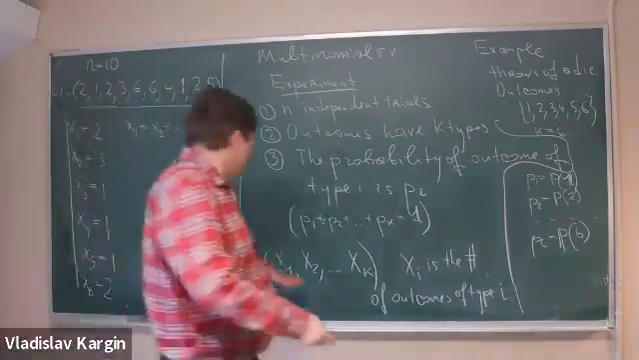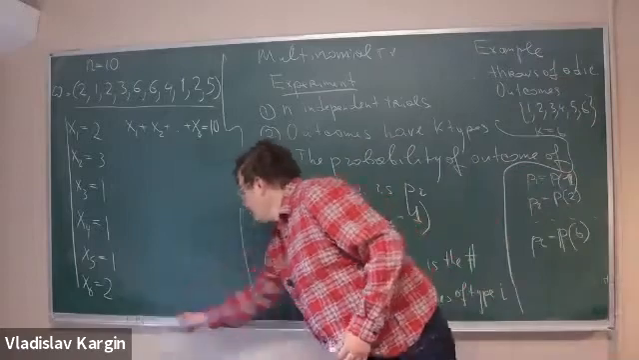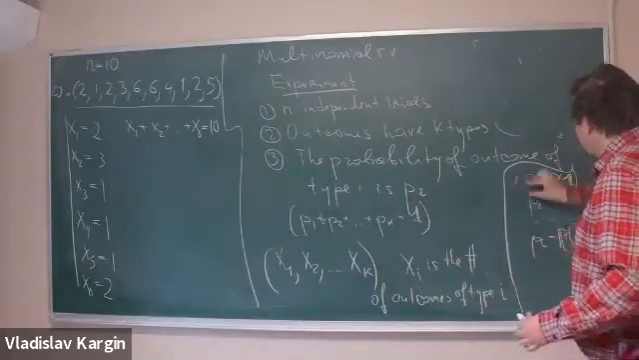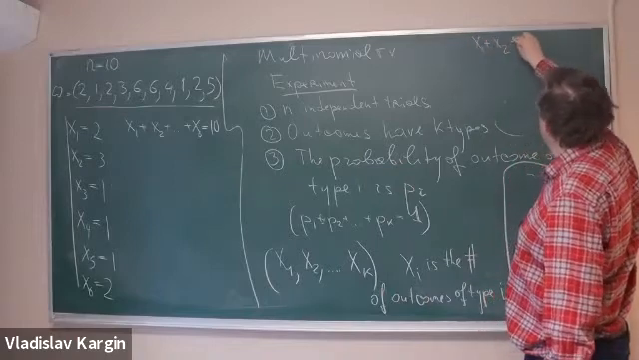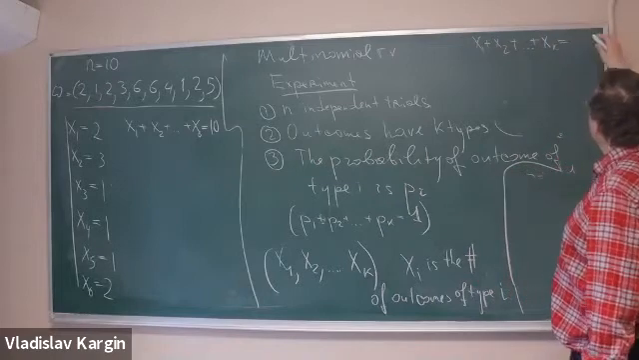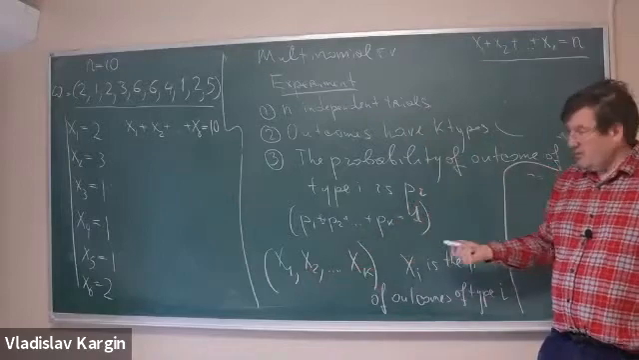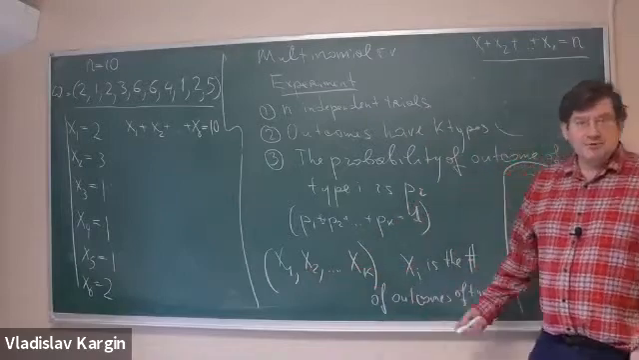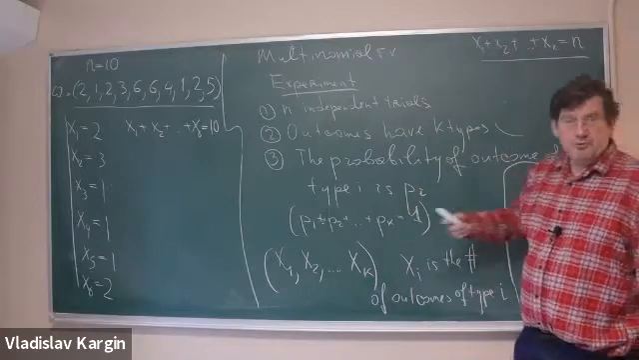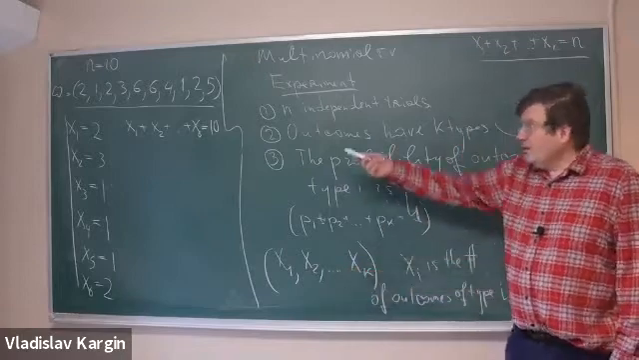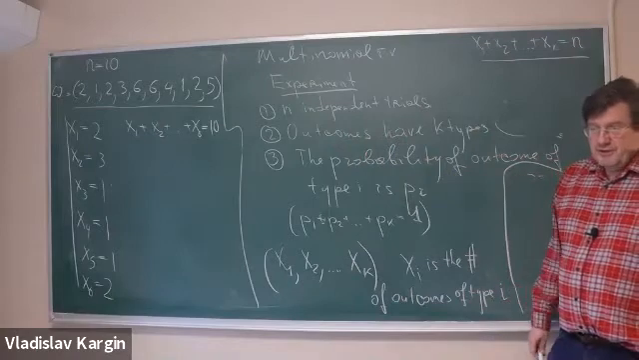So in general, you also have this constraint: x1 plus x2 plus up to xk should be equal to n. And again, this is just one random vector. Now the question is, what's the distribution of this vector? Since this equality holds, obviously they are not independent. If you know 5 of them in this example, you can predict the 6th with certainty. So they're clearly not independent, and we need to figure out what the distribution is.